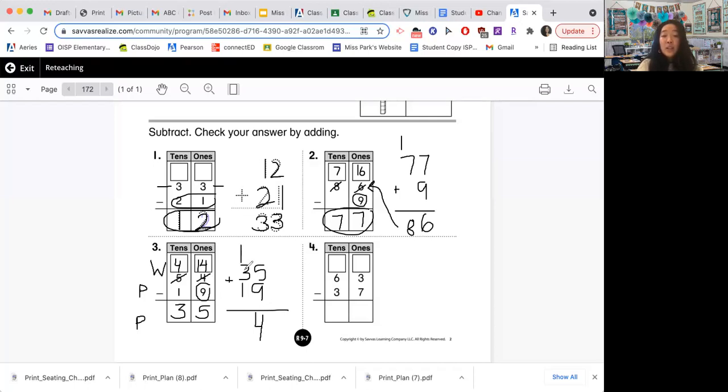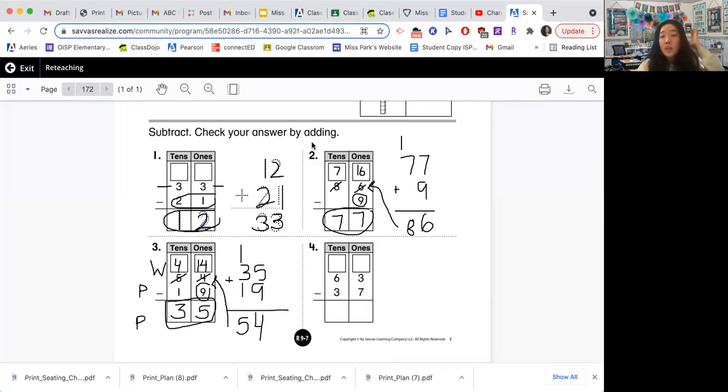Now I need to add these 3 numbers. 1 plus 3 equals 4. 4 plus 1 equals 5. Are my wholes the same? Yes. The whole here is 54. The whole here is 54. So what does that tell me? That the part that we're looking for is 35. So 35 is correct. Okay, last one.